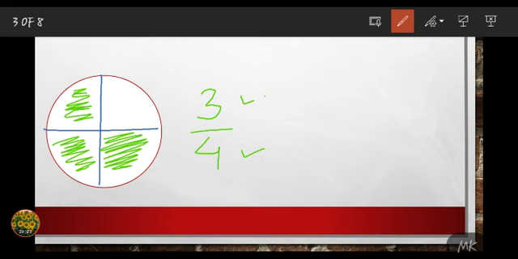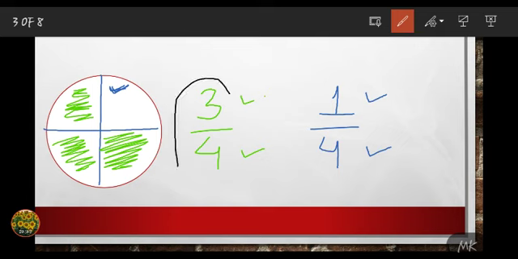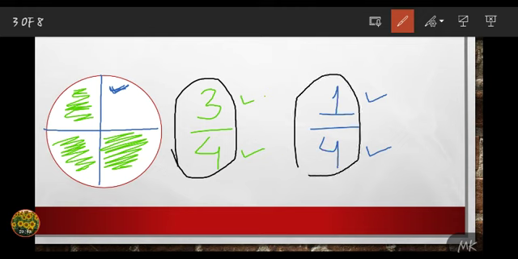Now, if we talk about this one unshaded part, so how can we represent it? Can we represent it as 1 upon 4? That means one part out of four equal parts. So with the help of these numbers 3 upon 4 and 1 upon 4, we are talking about a part or parts of this whole circle, right? So that 3 upon 4 and 1 upon 4 is called a fraction. Okay?